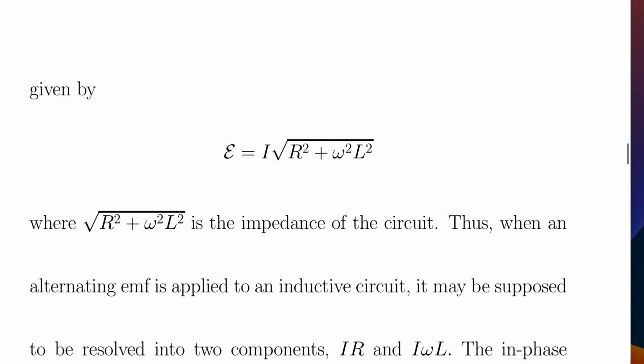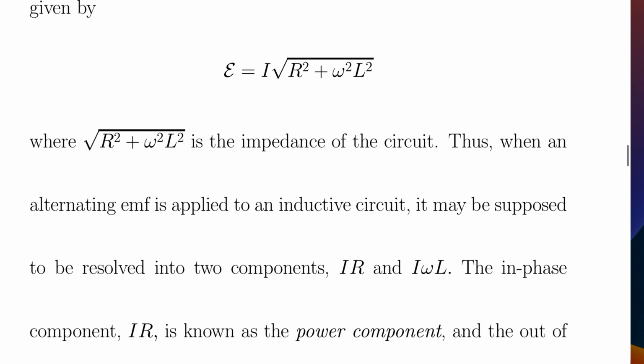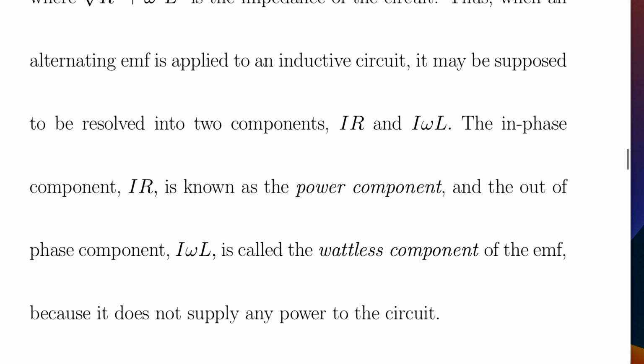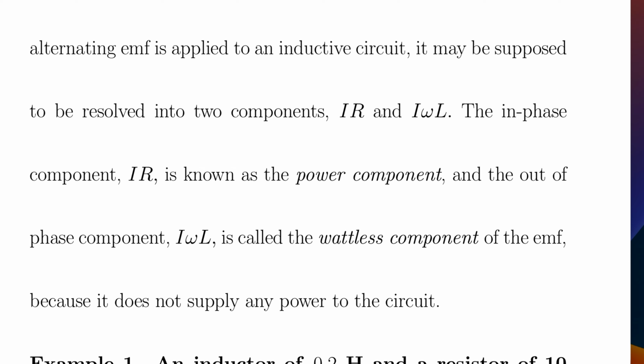Okay? Thus, when an alternating EMF is applied to an inductive circuit, it may be supposed to be resolved into two components, IR and I omega L. The in-phase component, IR, is known as the power component, and the out-of-phase component, I omega L, is called the wattless component of the EMF because it does not supply any power to the circuit.